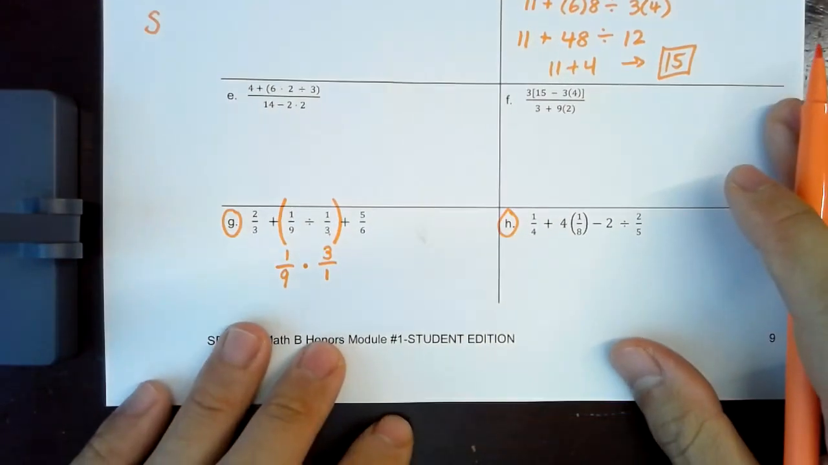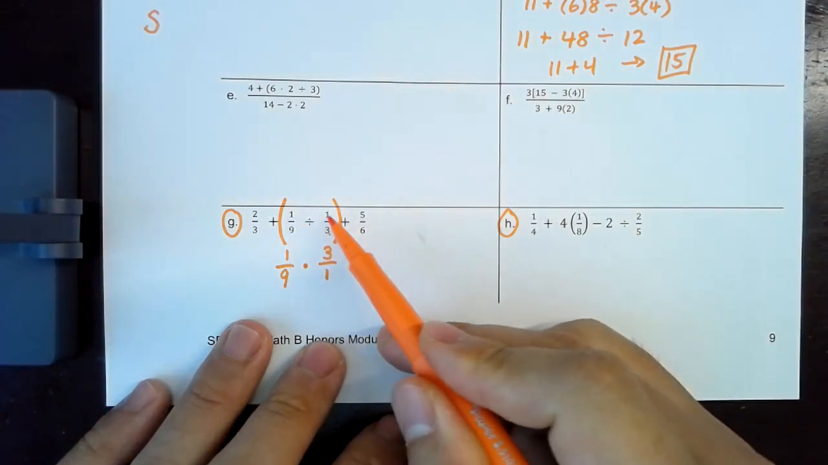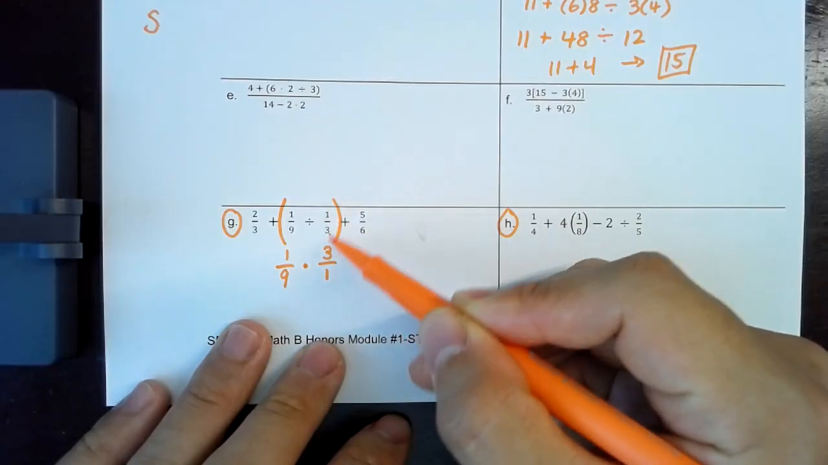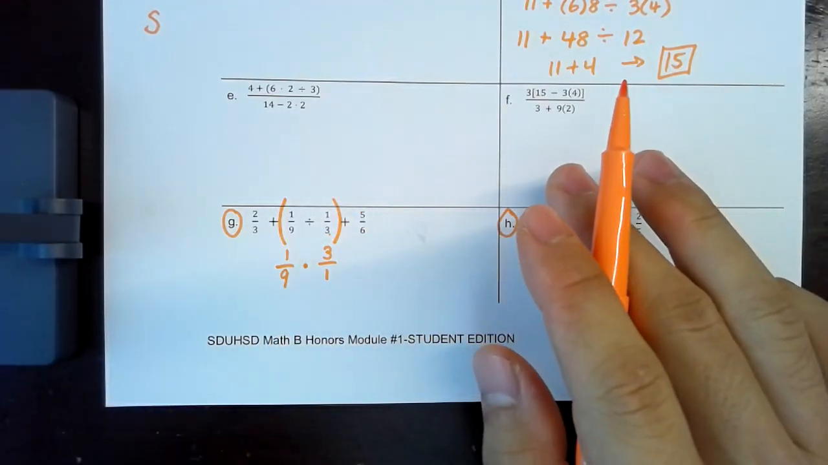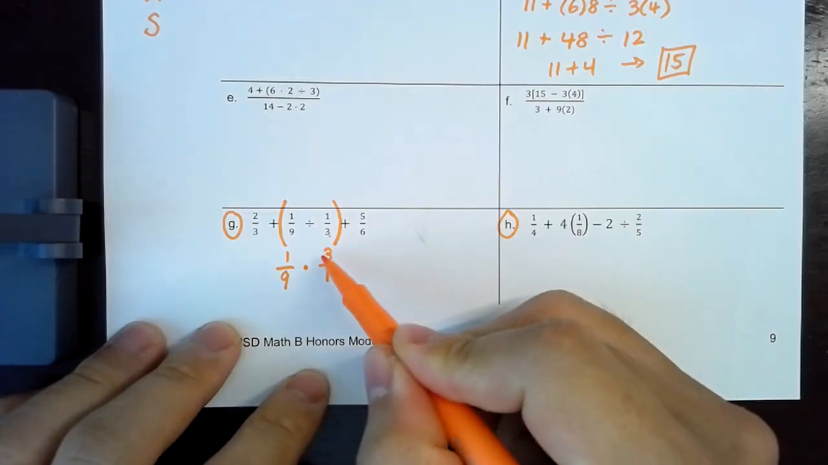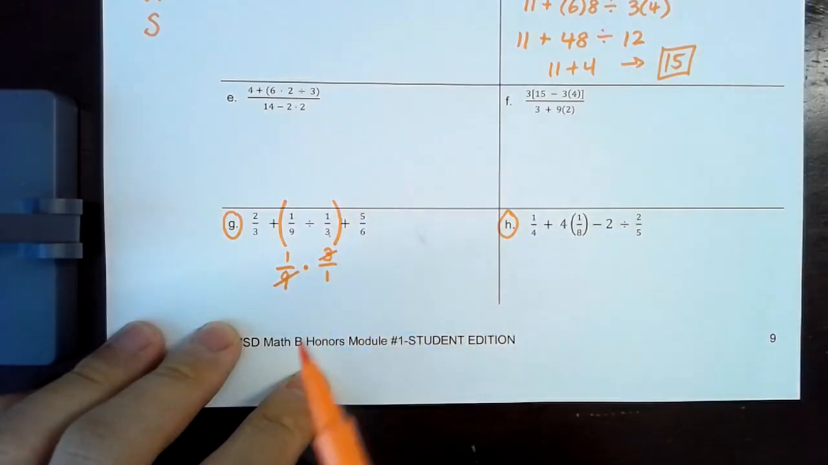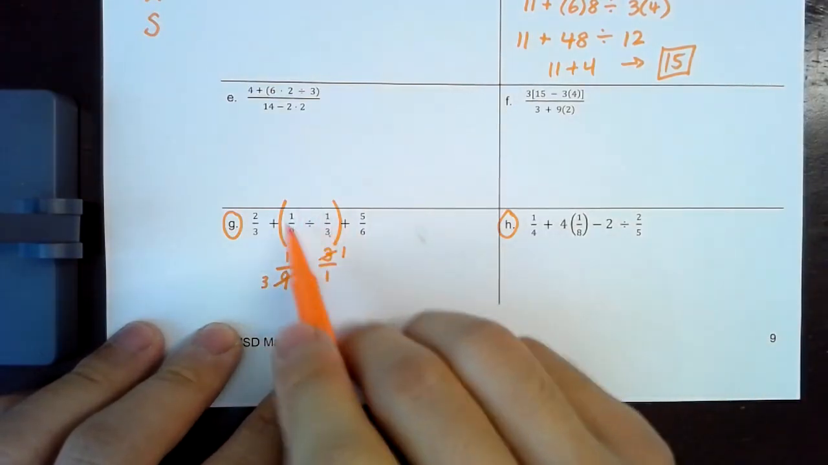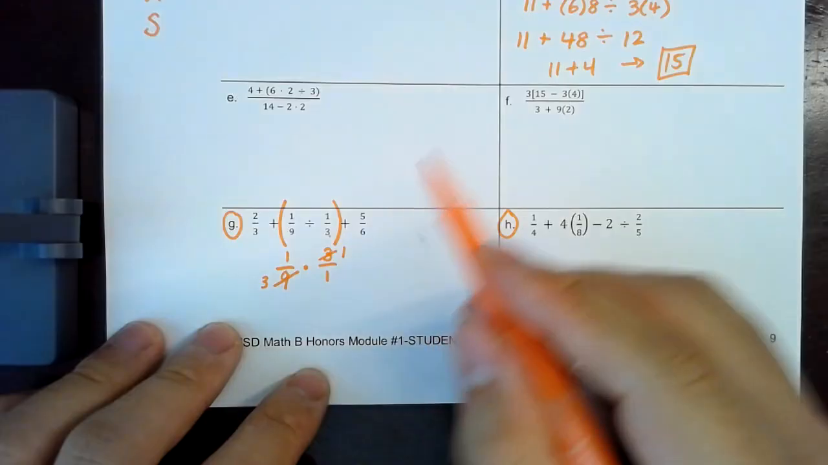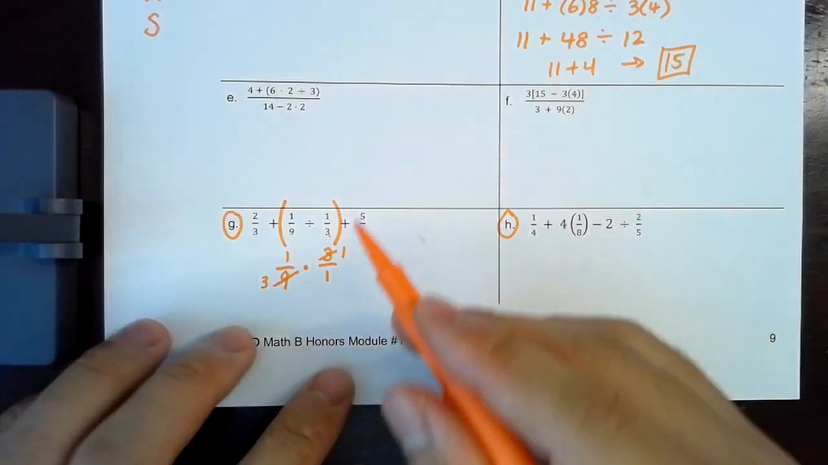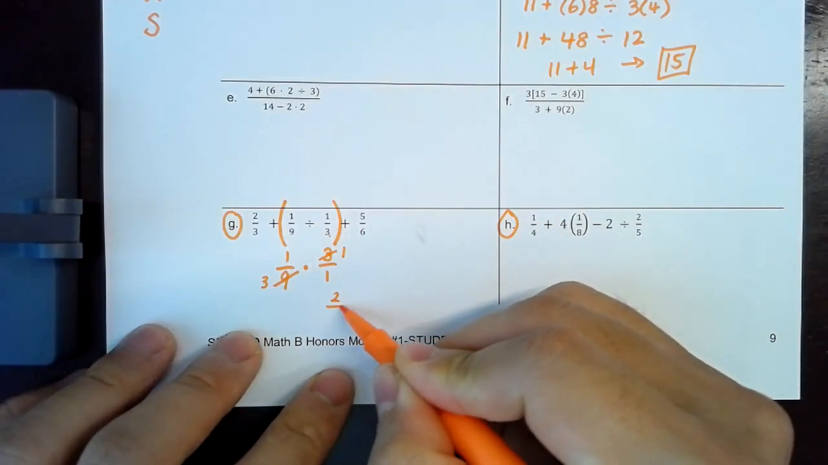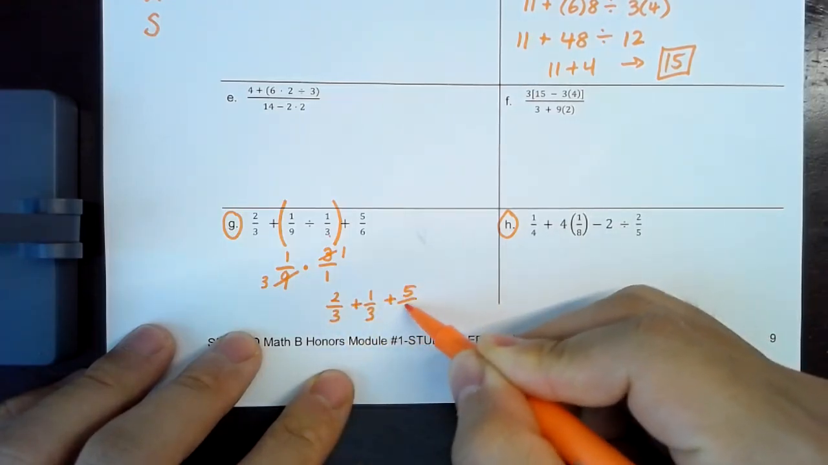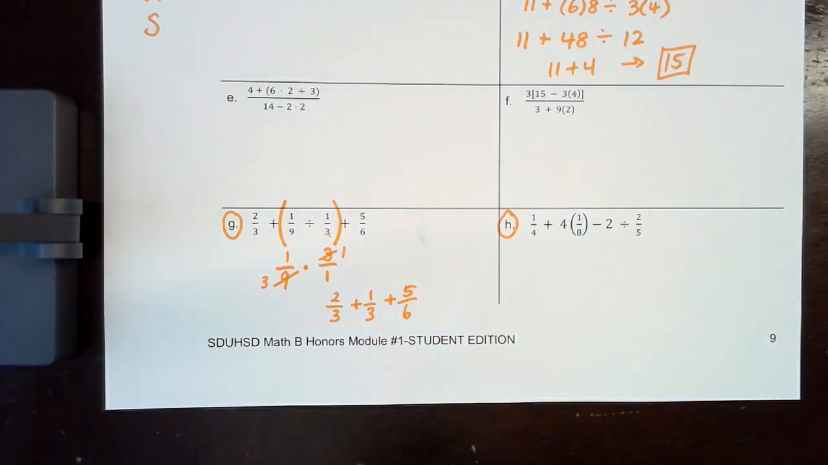You may remember this from last year, right? If you take a fraction divided by another fraction, you basically have to flip the second fraction and make it its reciprocal, and you then get 1/9 times 3 over 1, and then we know that we could cross simplify this to make this 1/3. Okay, so this entire thing is 1/3, and now it actually makes our life a lot easier. I'm going to rewrite the problem and write it as 2/3 plus 1/3 plus 5/6.